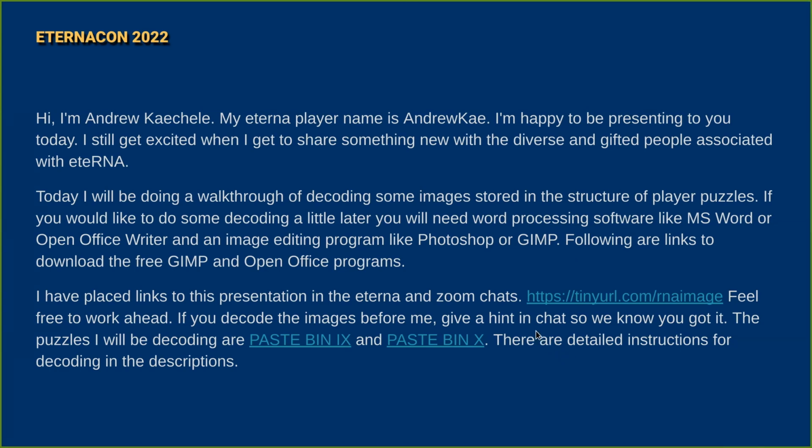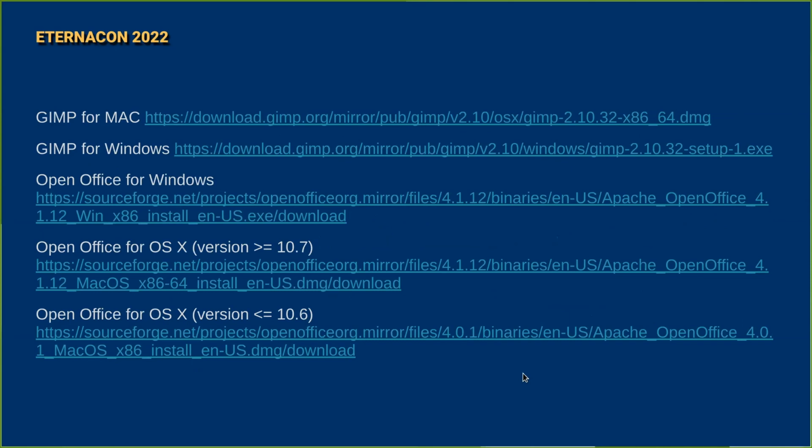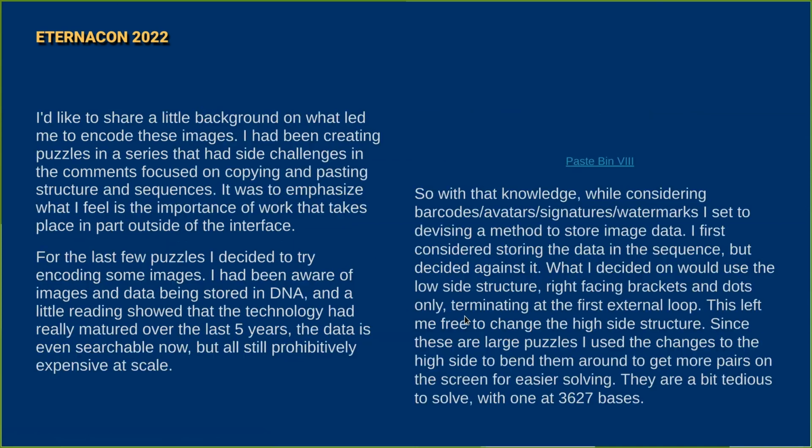And then there are links to the puzzles that I will be decoding, which are Pastebin 9 and Pastebin 10. If you want to work ahead and see if you can decode these and see what the images are, and you do, give us a hint in the chat so we know that you did it. That is, if you're just doing it now. If you did it prior, you could hang on to that. So that's just the page with the downloads for the free GIMP and the Open Office that's in the presentation.